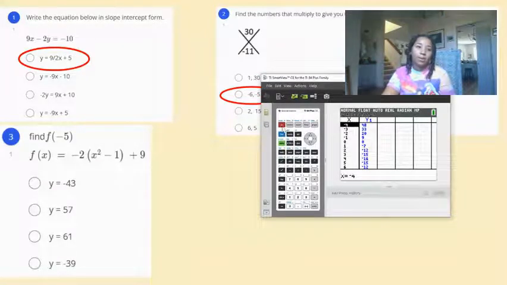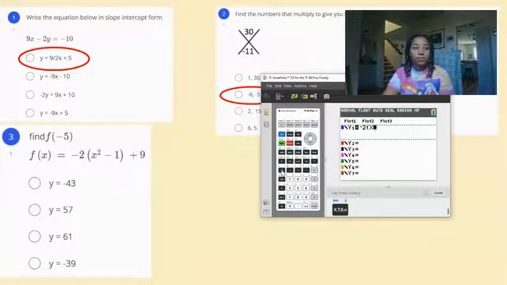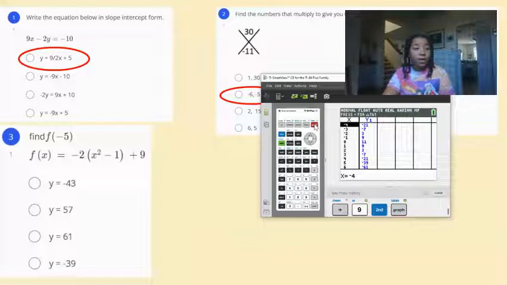All right, so I'm going to press y equals. I'm going to clear this out. And then I'm going to type this exactly how I see it. So it's going to be negative 2, parentheses, x. That's the x button. I'm going to square it. Negative 1. Close the parentheses. And then plus 9. I'm going to double check to make sure I typed it exactly how I see it. And I did. And I'm going to do second graph to get the table.